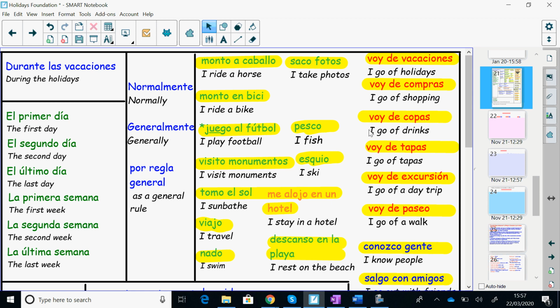Infinitive is what in English we say to, like to ride a horse, montar a caballo. However, I ride a horse, monto a caballo.